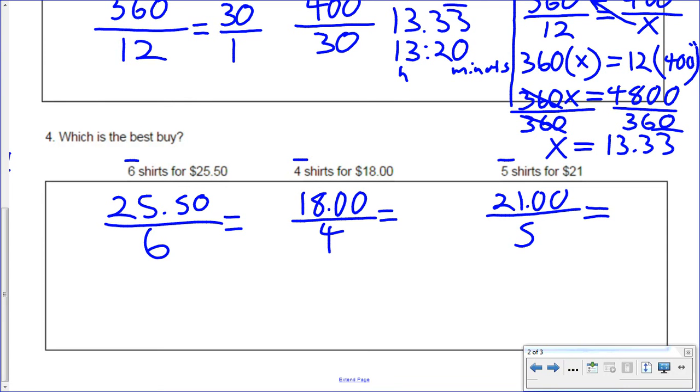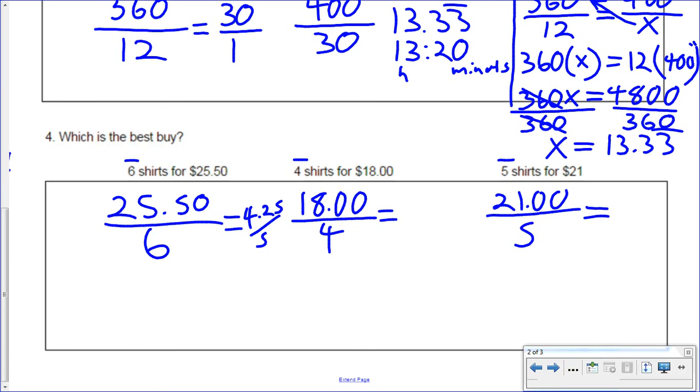Just to think it through, you hand the person $25.50 and they give you 6 shirts. Now, you've paid so much per shirt. We can determine a per shirt price, and the way we do that is divide $25.50 by 6. That will give us $4.25 per shirt. $4.25 a shirt. All right, so let's just continue on.